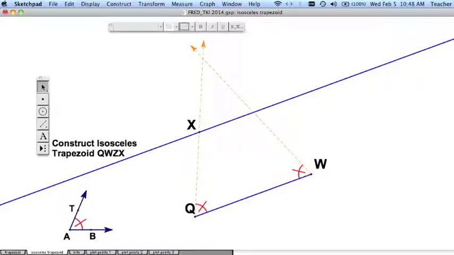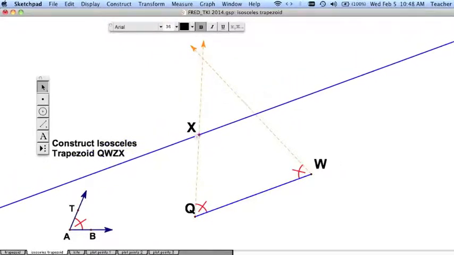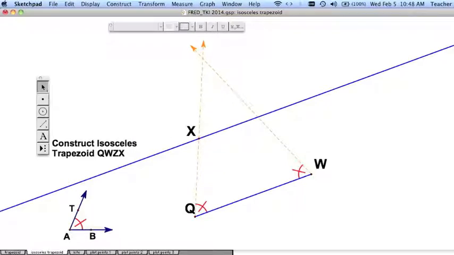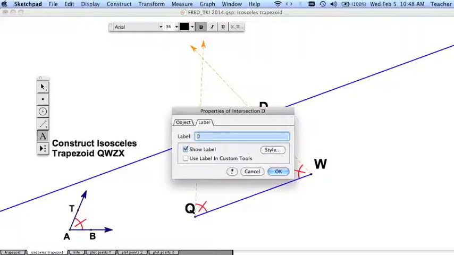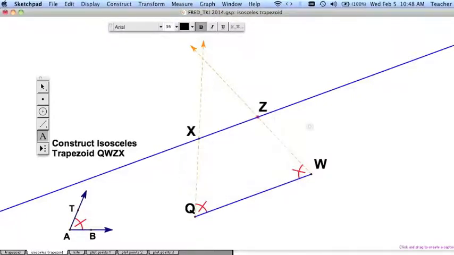Do you see a trapezoid now? Oh, I see a trapezoid. I see a little Tommy trapezoid right there. So what's the name of this point? It's not D, it's Z. Very good. Now, we're going to clean this up a little bit.